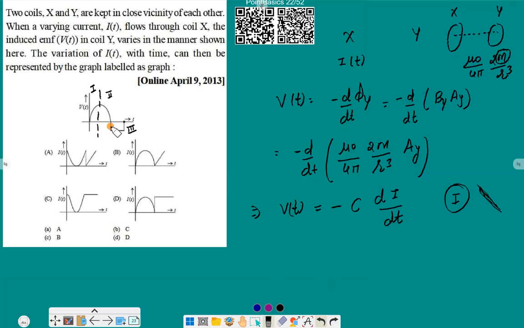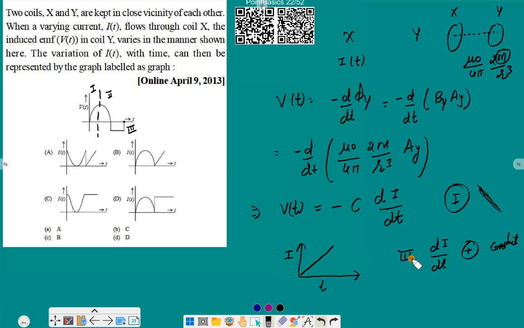And now going to the region 3rd, here potential is constant and negative. And potential is constant and negative, it means di by dt should be positive. In the third region, di by dt should be positive and should be constant, because here our induced EMF is also constant. And if we know that di by dt is constant, it means that the relation or graph between I versus t will be a straight line.